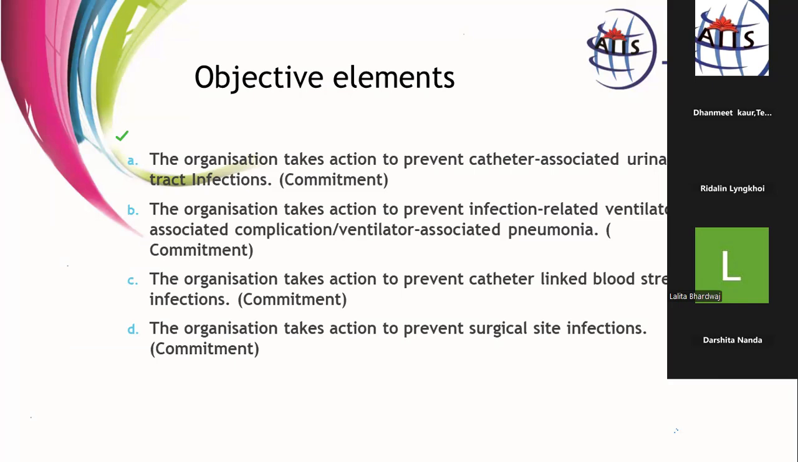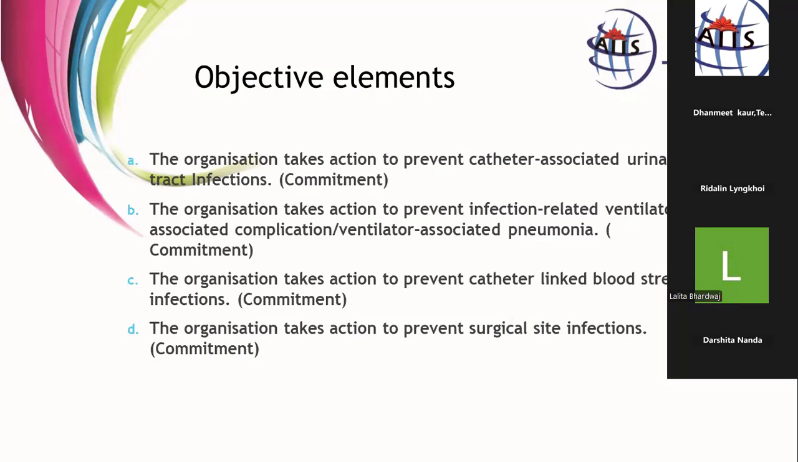So the infection control nurse works for reducing the UTIs which occur in your organization after introducing the catheter. Second, the organization takes actions to prevent ventilator associated pneumonia. This is for VAP. Third, the organization takes actions to prevent catheter linked bloodstream infection. Fourth, the organization takes actions to prevent surgical site infection. So these are the 4 indicators which we covered in our clinical surveillance.